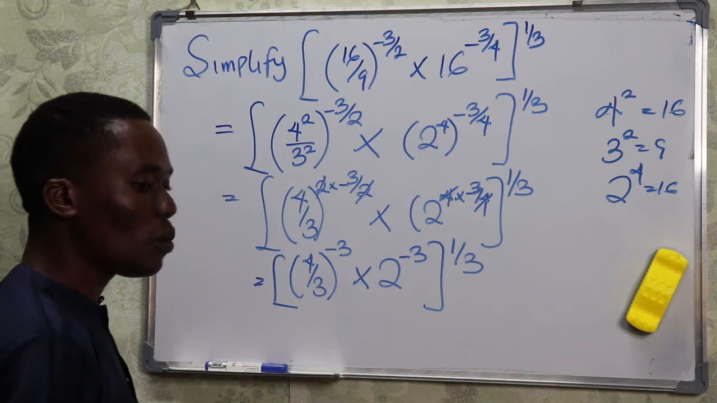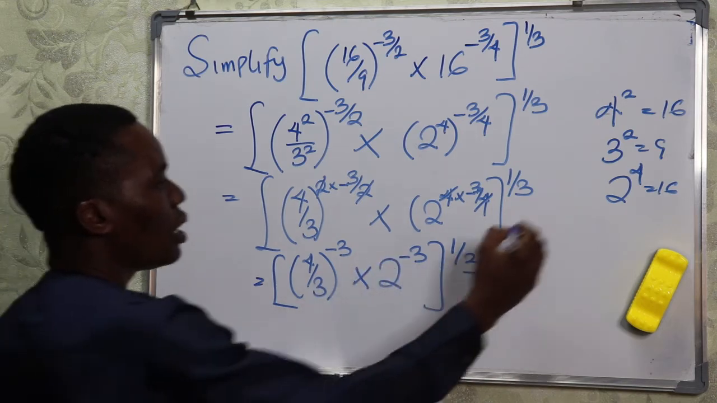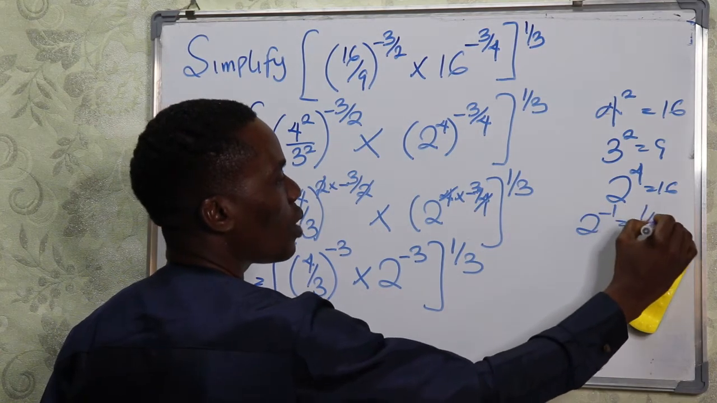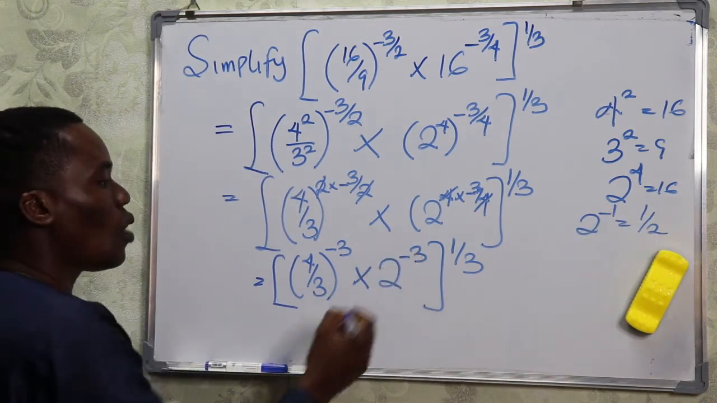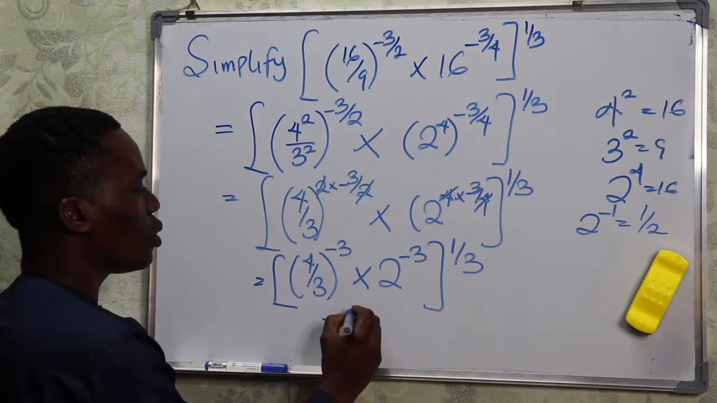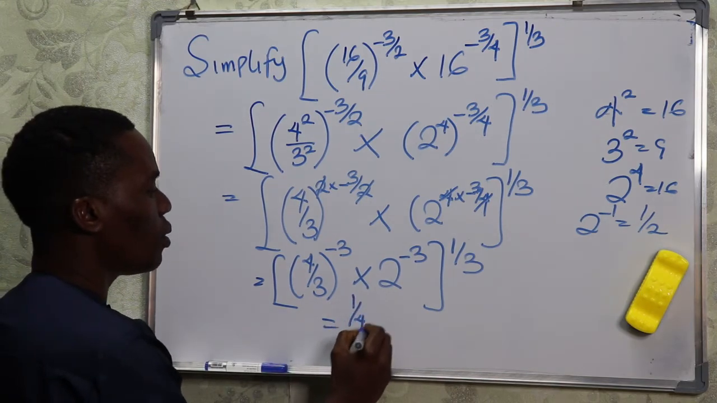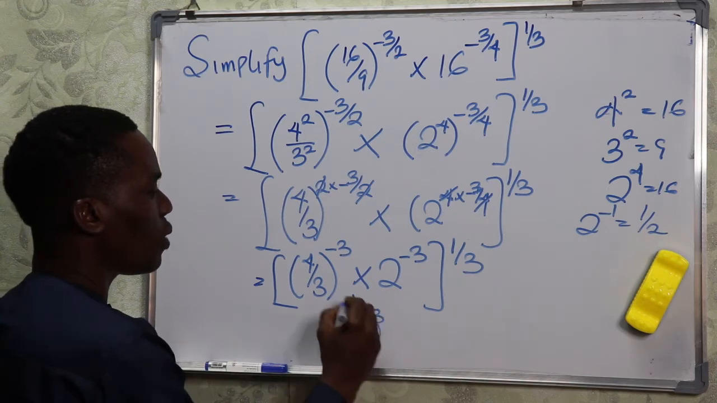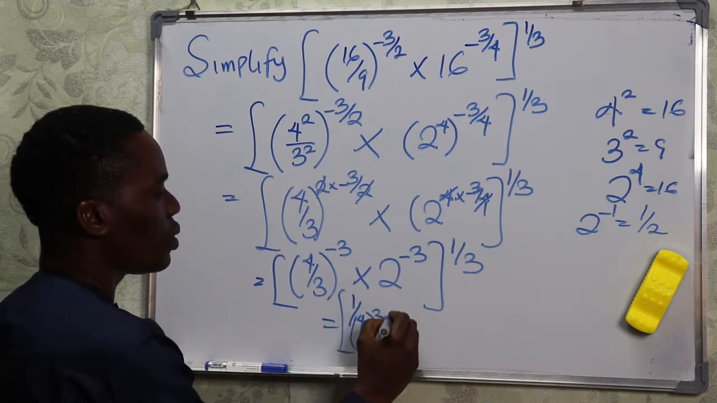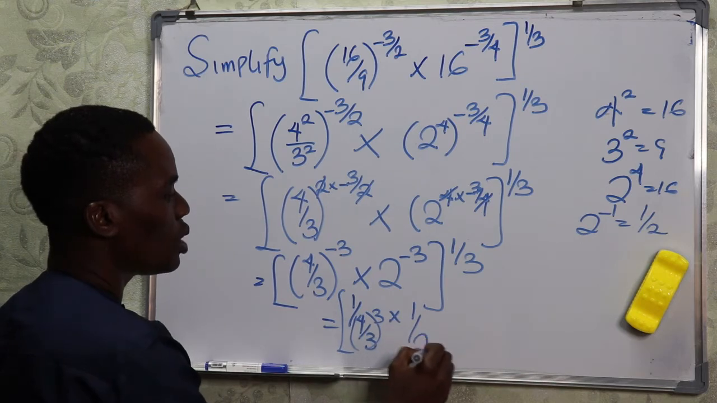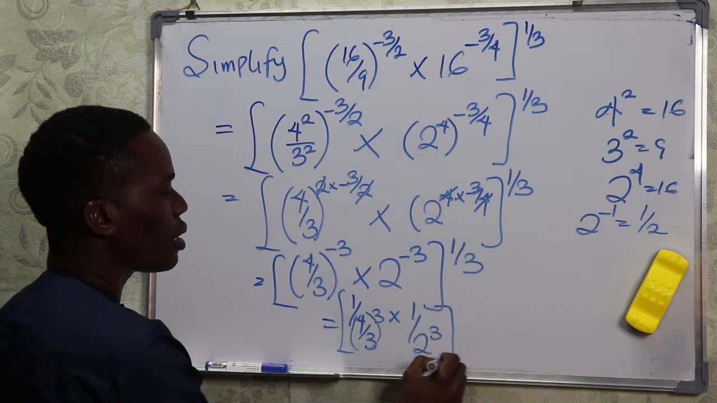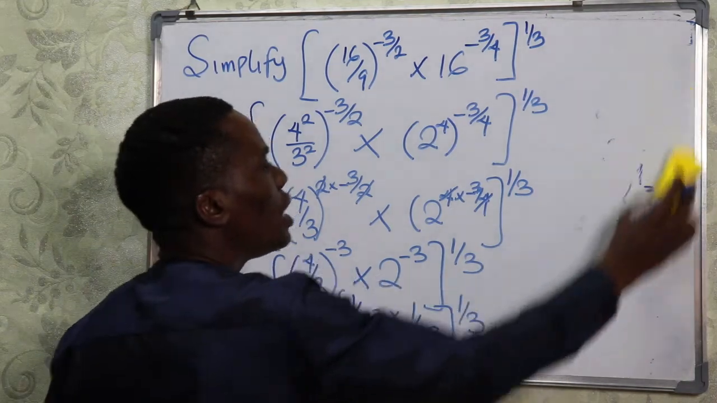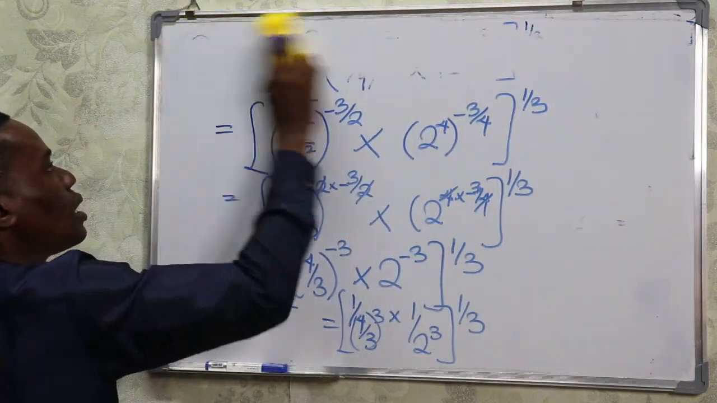To reduce this equation further, remember, anything raised to power minus 1 is equal to 1 over that thing. That will apply here. So this will give us 1 over (4/3) all in bracket raised to power 3, multiplied by 1 over 2 raised to power 3, right, all raised to power 1/3. Good. Now let's go further to simplify this.